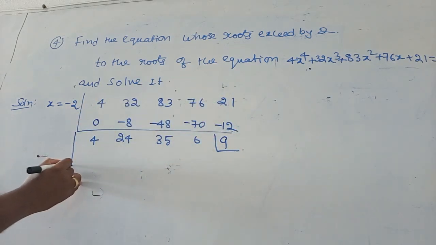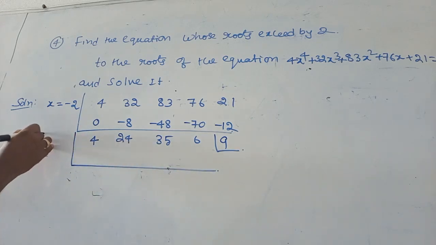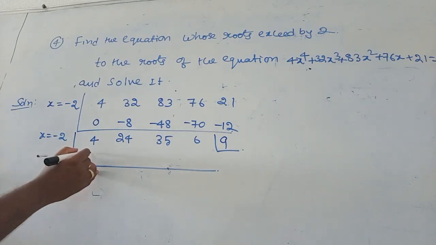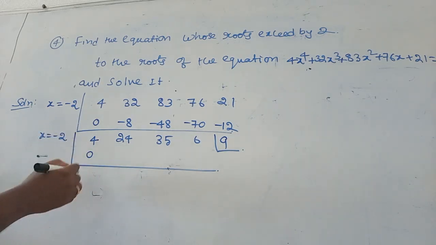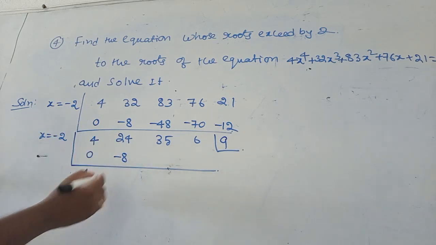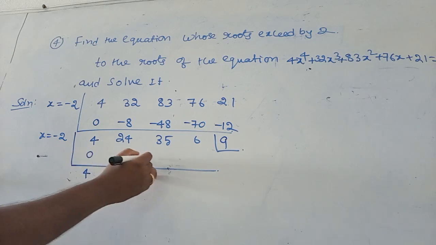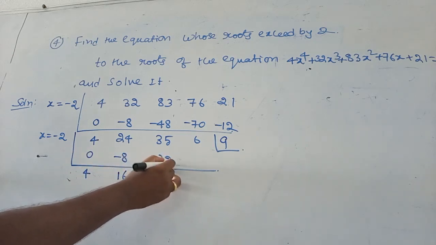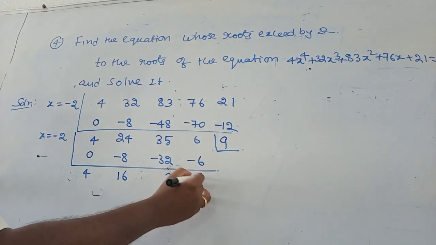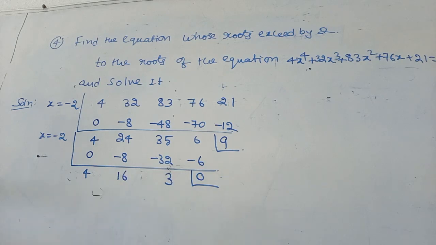Next you have to continuously divide by x equal to minus 2. The same procedure you need to apply here. Once again you will have 0. 4 plus 0 is 4. This is minus 8. 24 minus 8 is 16. 16 into minus 2 is minus 32. This is now 3. 3 into minus 2 becomes minus 6. Remainder 0 you have got in this case.